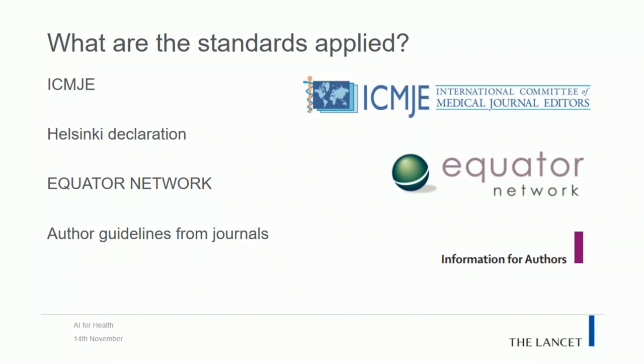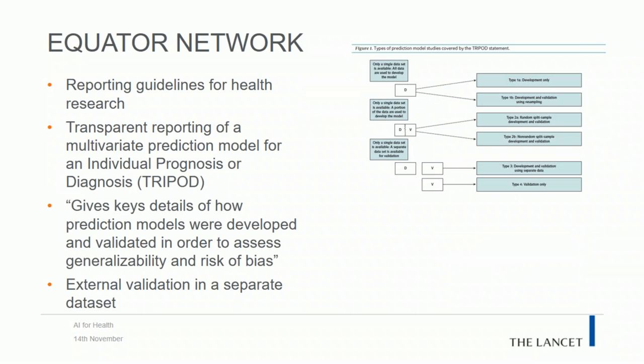And then every journal has their own information for all of those, which largely follows the things I've just discussed. The Equator Network, as I said, does reporting guidelines for all kinds of health research. If it was a randomized control trial, it's the CONSORT guidelines. There's CHEERS, which is for economic guidance. There's one for genome-wide association studies. There's one for epidemiological studies. There isn't one for any kind of AI intervention, and I know the Equator Network have discussed this. The closest that we have at the moment is TRIPOD, the transparent reporting of a multivariable prediction model for either individual prognosis or diagnosis.